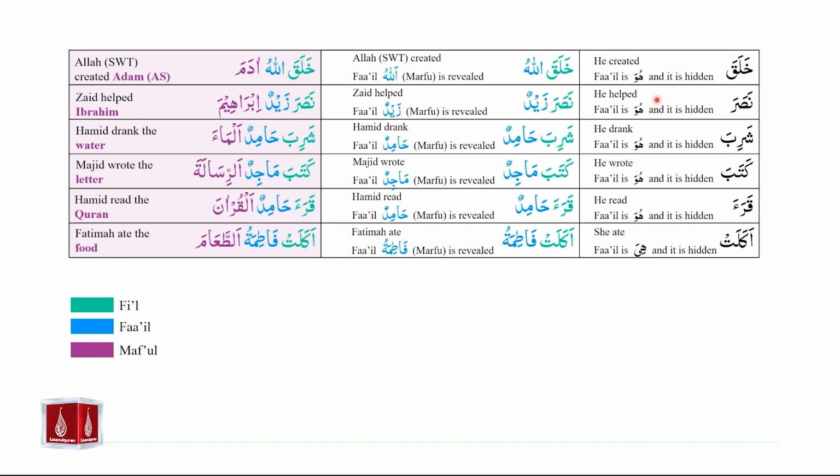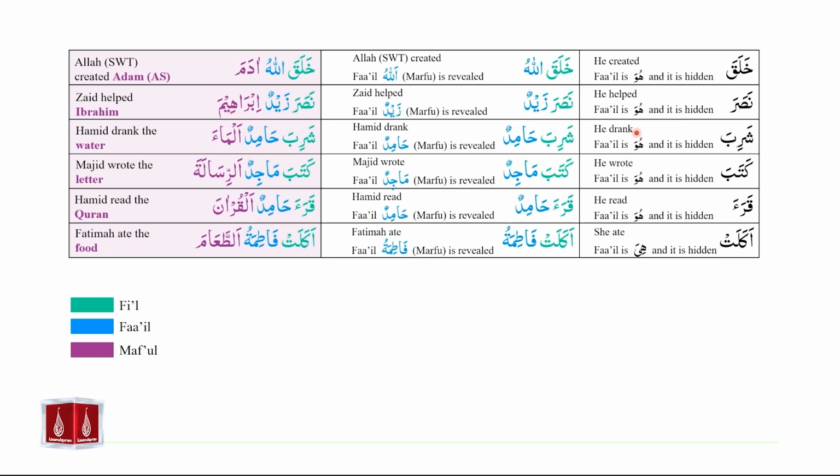Nasara, he helped. Nasara Zaidun, Zaid helped. In this case, the fa'il is being revealed as Zaidun. Zaidun is marfu. Nasara Zaidun Ibrahima. Zaid helped Ibrahim. Ibrahim is the recipient of the action. Ibrahim is maf'ul, and Ibrahima can be identified as maf'ul because it is mansoob.